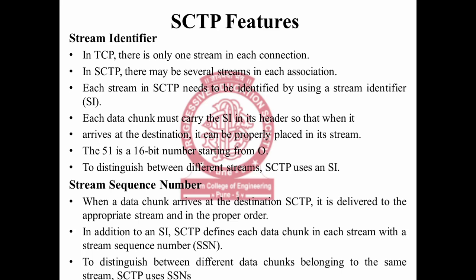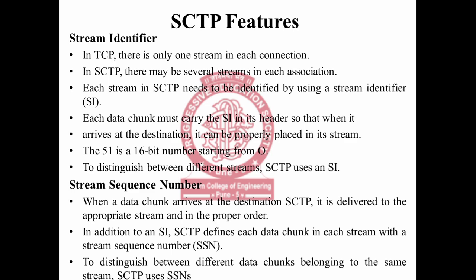The next feature is the stream identifier. In TCP there is only one stream in each connection, but in SCTP, as we have discussed, multi-streaming and multi-homing are there. So in SCTP several streams are there in each association. A stream in SCTP is identified by a stream identifier, SI. Each data chunk carries the SI in its header so that when it arrives at the destination, it can be properly placed in the particular stream.